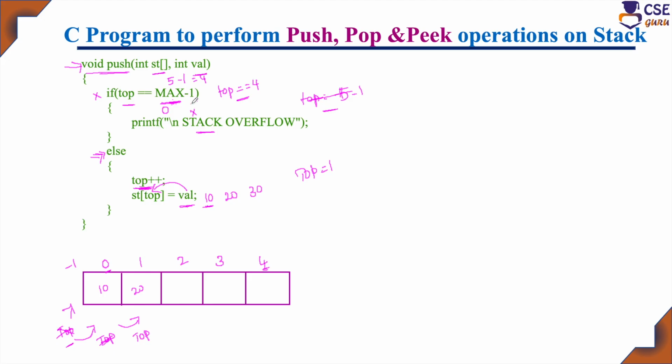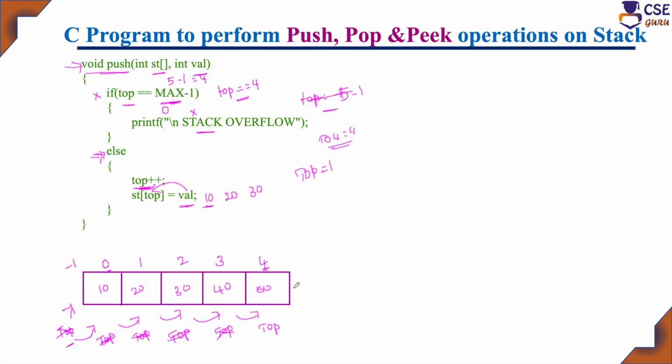It is not equal to max minus 1. Only if top is equal to 4 will the condition be true. So increment the top position and place the element. Now top will point to 30. Next, if I want to place 40, increment the top position, place the value. Next, if I want to place 50, increment the top position and place the value.